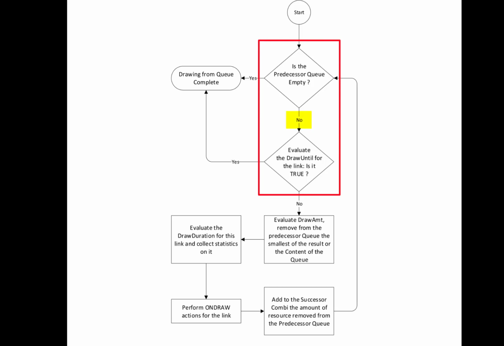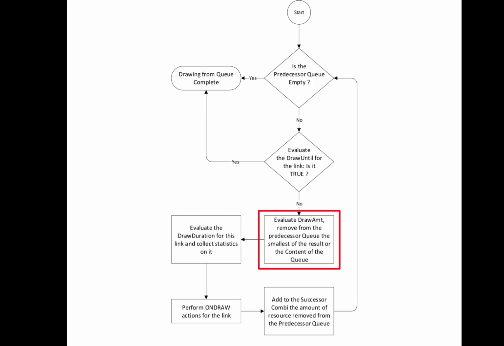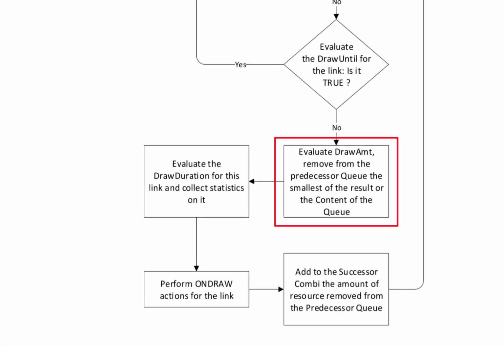If the predecessor generic queue is not empty, and the draw until for the link is not true, then Stroboscope proceeds to evaluate the draw amount for that link. It then removes from the predecessor queue the smallest of two values. One value is the result of evaluating the draw amount expression, and the other value is the current content of the queue. Stroboscope will remove from the queue the minimum of these two amounts so that the contents of the queue will never become negative.